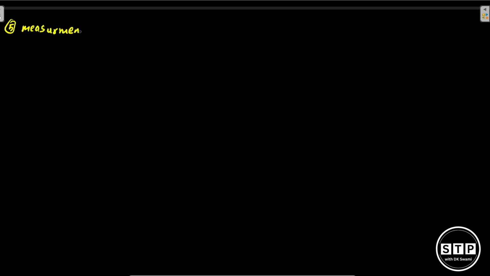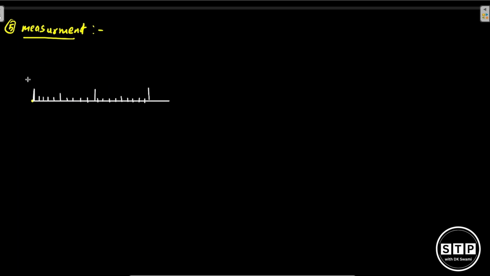So for measurement I am taking one example. Let's assume that this is the main scale, and this is the reading 2 of main scale, and this is 3 of main scale, this is 4 of main scale, and so on, and these are the smaller divisions. Fine. So these are the divisions.